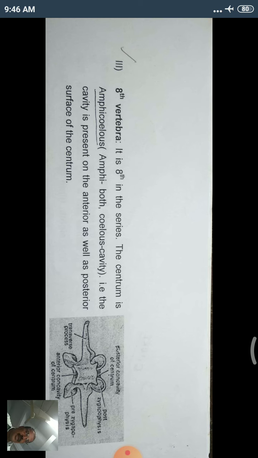So, anterior concavity of centrum, posterior concavity of the centrum, concavity on both sides, and it consists of pre-zygapophysis, post-zygapophysis, and transverse process. The eighth vertebra can be easily identified by the presence of concavity in both the anterior and posterior surfaces. So it belongs to the amphicoelous vertebra.